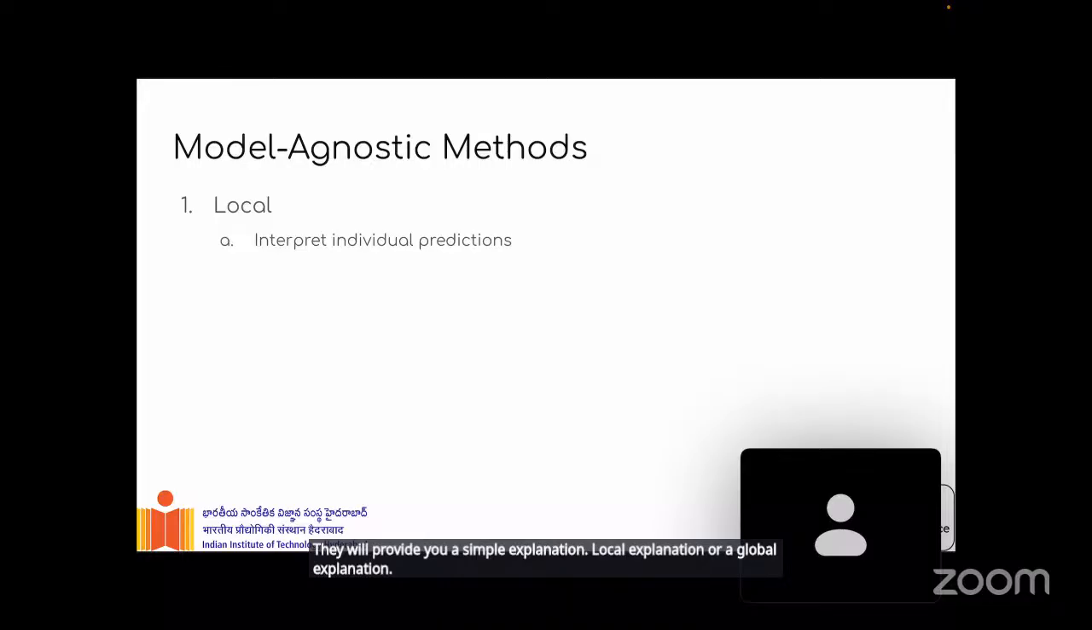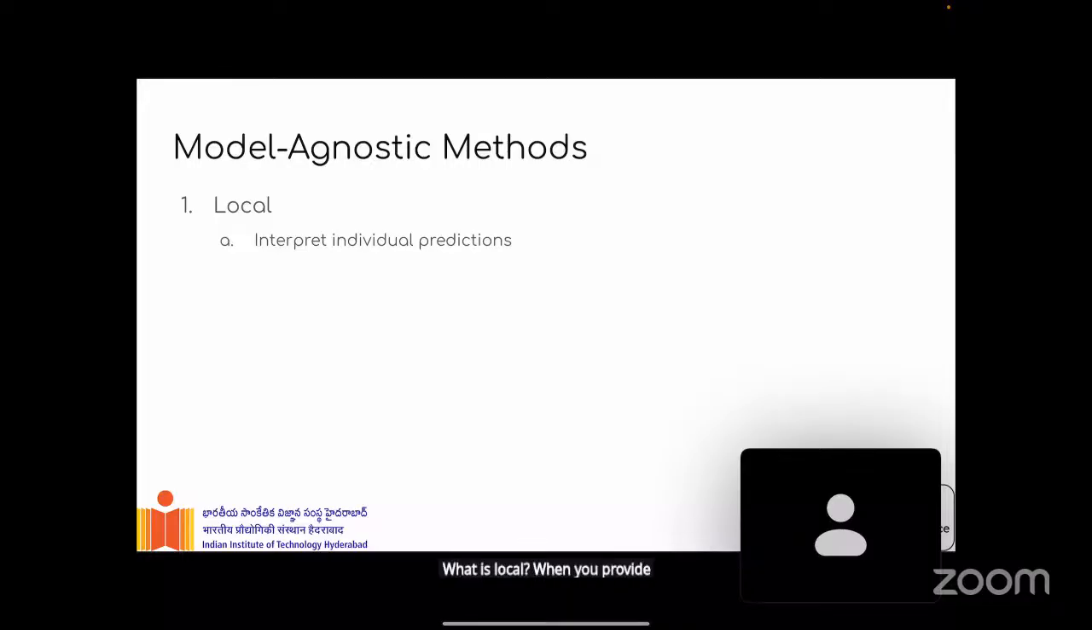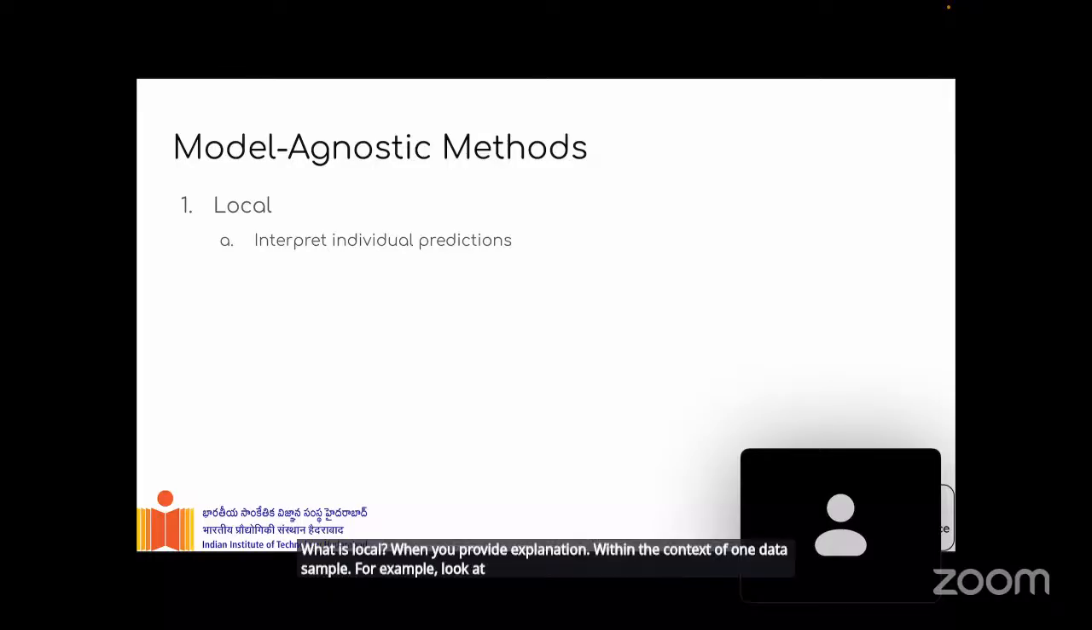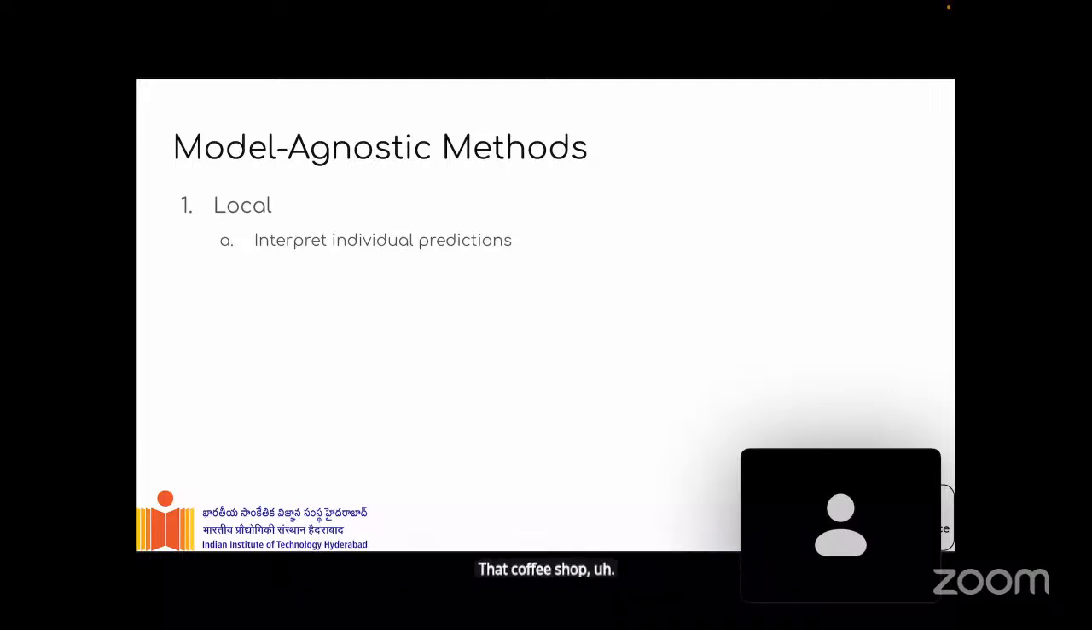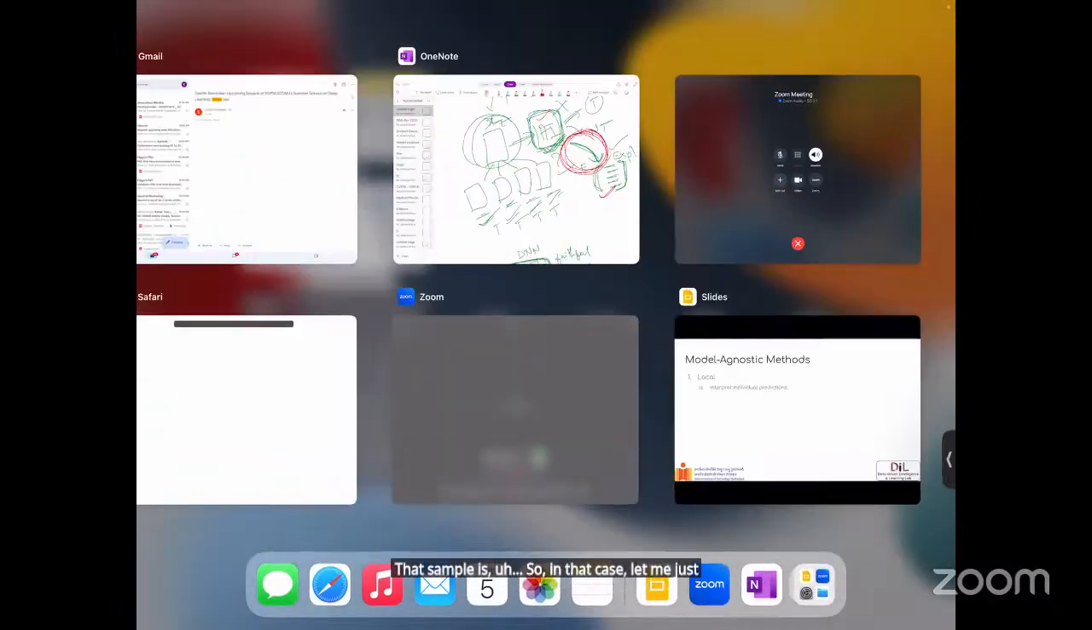They will provide you a simple explanation, local explanation or a global explanation. What is local? When you provide explanation within the context of one data sample. For example, look at what we started with, that coffee shop transaction example. I want explanation for the model within that sample neighborhood. What is the sample here?